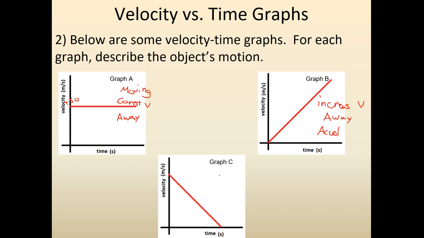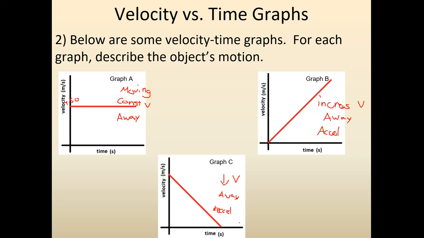Graph C, I could kind of do the same thing. So this is going to end up being decreasing. It starts at some velocity and it goes down to 0. So it's a decreasing velocity graph. The thing is, it is still going to be moving away because even though the velocity is decreasing, it is still a positive velocity. So you're still moving away from something. It's just that you've now let go of the gas and you're coming to a stop. So this is still also accelerating, though we probably would get away with calling it deceleration.